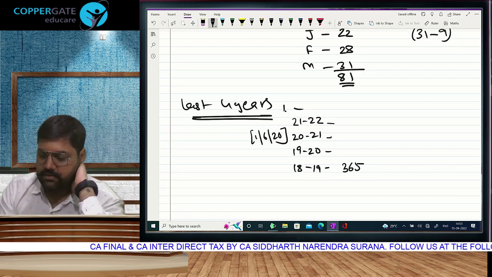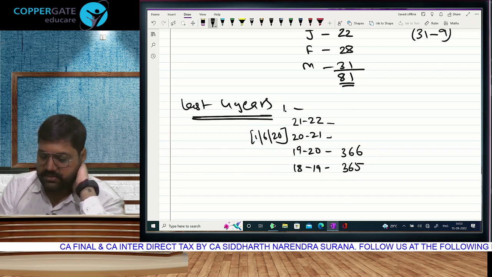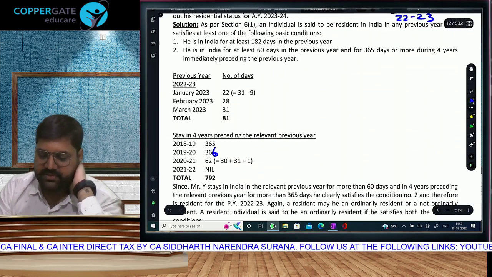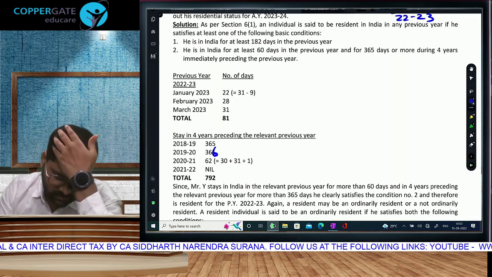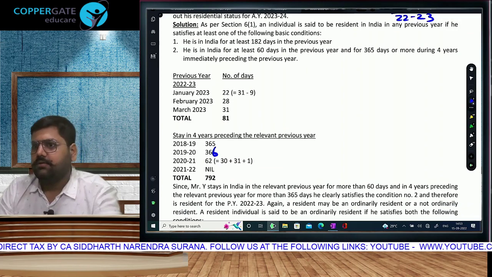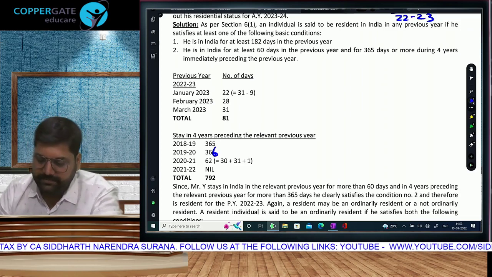19, 20, 366. इधर भी printing error है क्या? Yes. So here also you will obviously change it. Why? Leap year. Correct? Next.